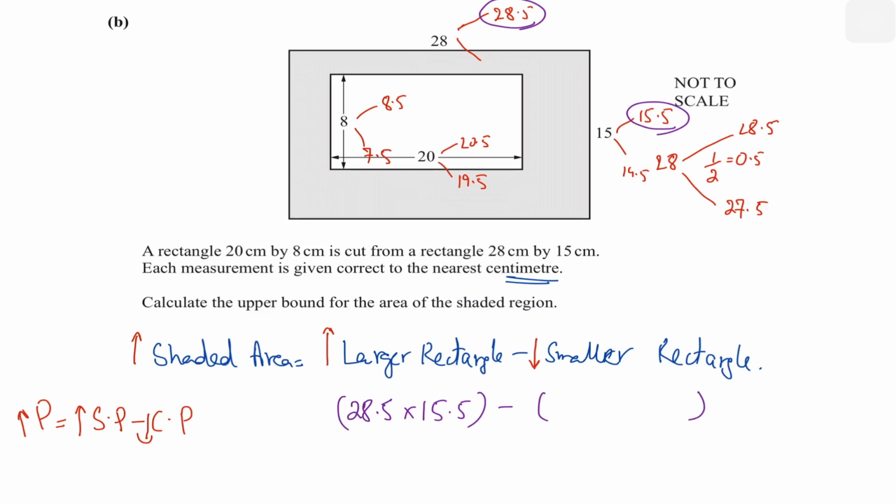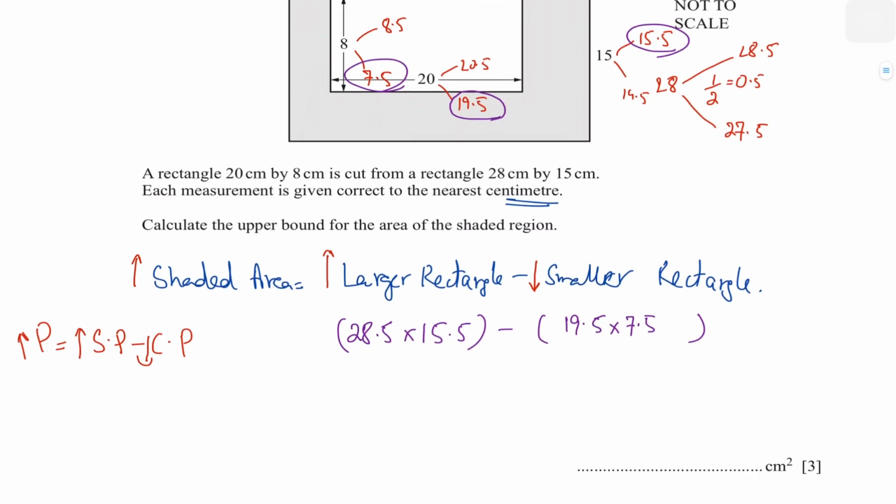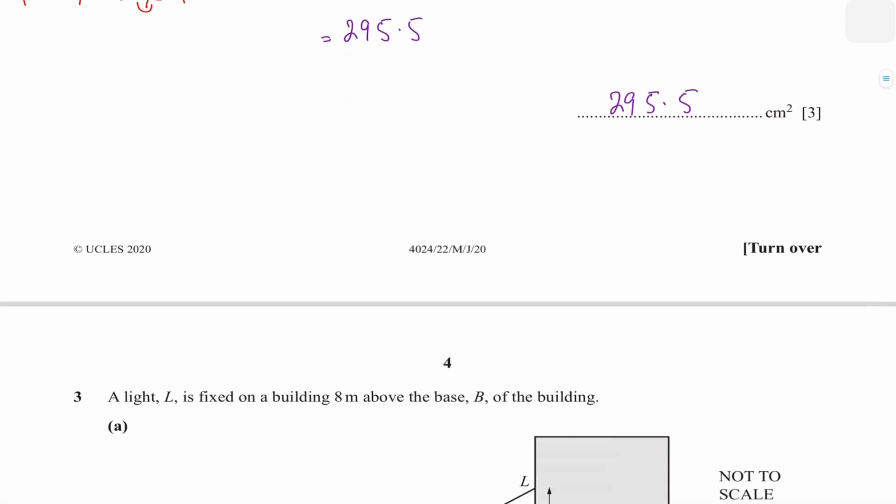smaller rectangle, and I'll make sure that the area of the smaller rectangle is as less as possible, meaning that I will use the lower bound of the length and the width. So 19.5 multiplied by 7.5. So let's work this out and see what we get. 28.5 multiplied by 15.5 minus 19.5 multiplied by 7.5. So the final answer here is 295.5 centimeter square. Well, we don't need to write centimeter squares, since that is already written.